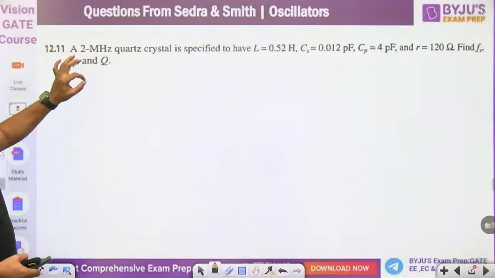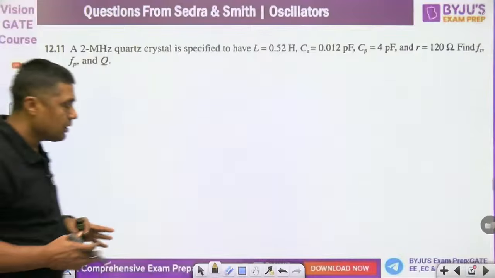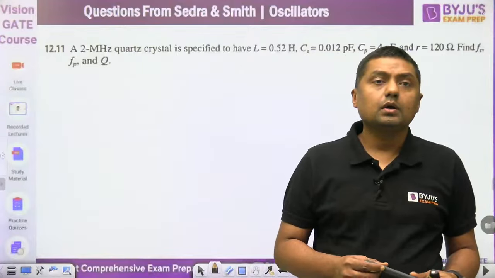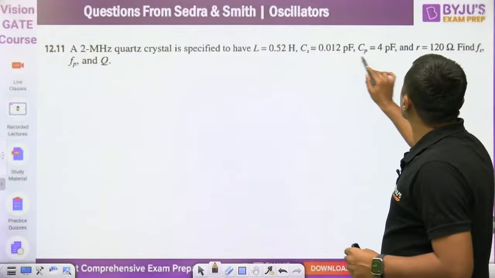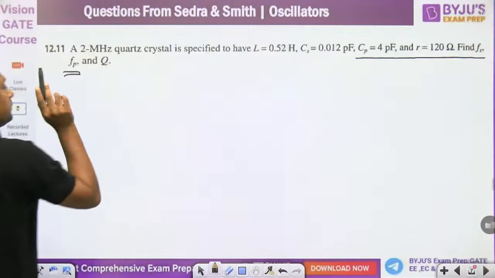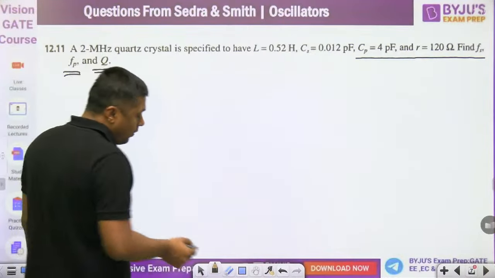A 2 megahertz quartz crystal is specified to have L equal to 0.52 Henry, CS equal to 0.012 picofarad, CP equal to 4 picofarad, R equal to 120 ohm. Find FS, FP and Q. FS is called the series resonance frequency, FP is called the parallel resonance frequency, and Q is called the quality factor.